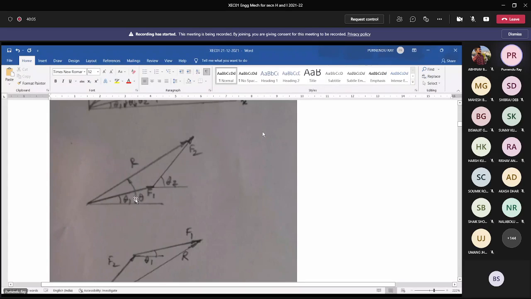For equilibrium, summation Fxi is equal to zero. For equilibrium, summation Fyi is also equal to zero. So these two independent equations you need to solve to find the resultant. So F1 cos theta 1 plus F2 cos theta 2 plus R cos theta is equal to 0. Then F1 sin theta 1 plus F2 sin theta 2 plus R sin theta is equal to 0. Solve these two, and you solve for two unknowns, R and theta.